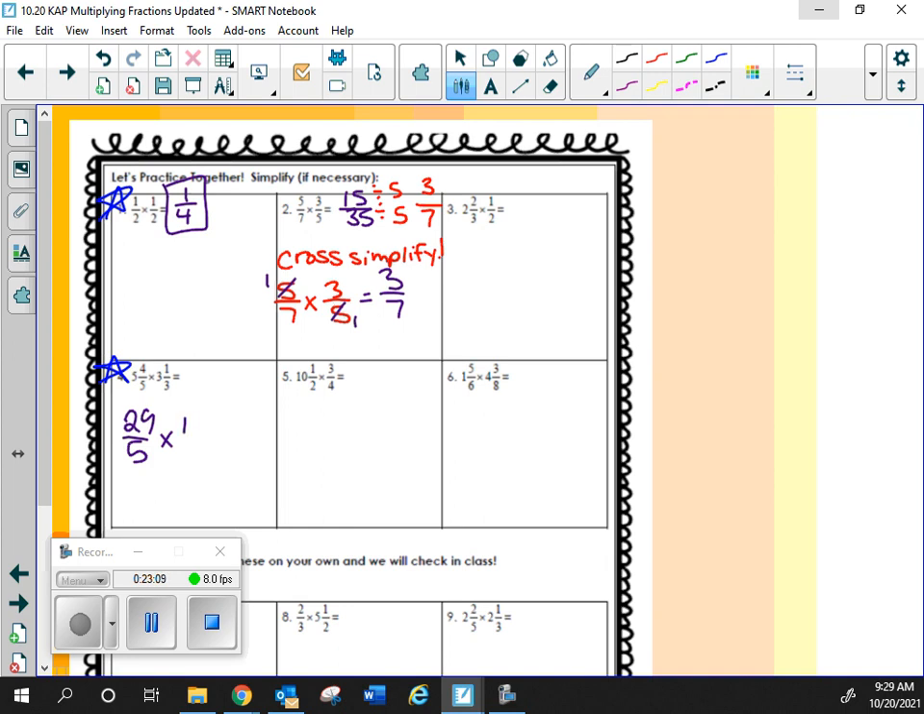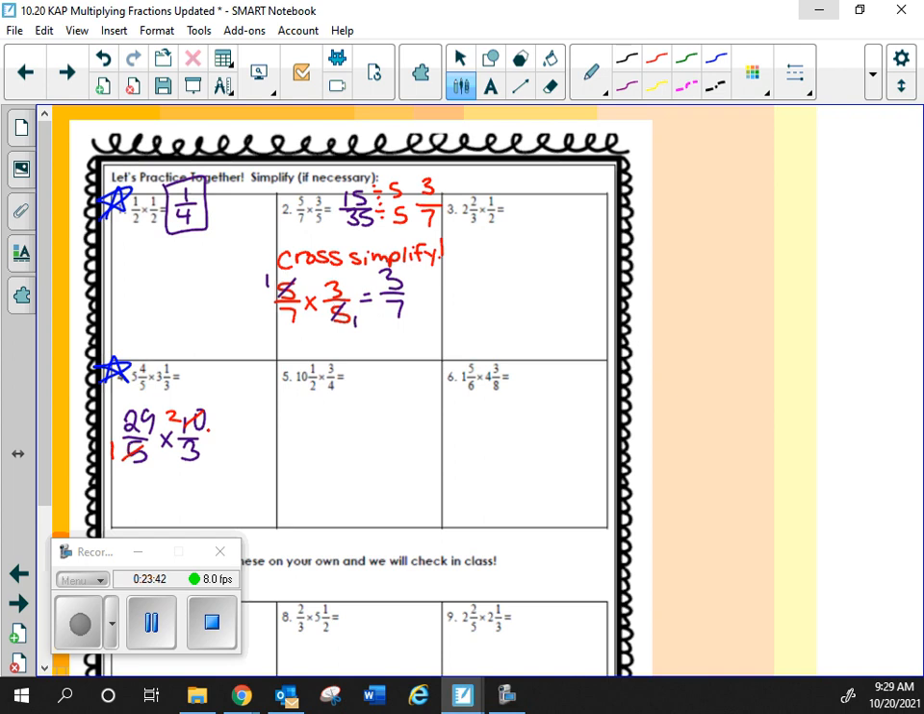Very good. Okay, so we want to see, can I cross simplify? I'm going to look at diagonals. So let's first look at 29 and 3. Can I cross simplify with those? No, because 29 is not a multiple of 3. Great. What about 5 and 10? Yes. What are they both multiples of? They're multiples of 5. So I'm going to divide them both by 5. 10 is going to become 2, and 5 is going to become 1.